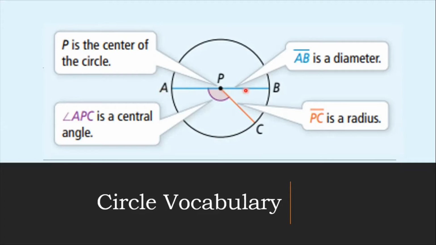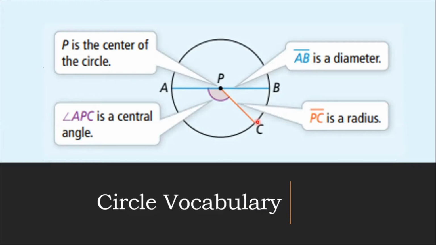We also have diameters. A diameter is a line from one point on the circle to another point on the circle that cuts through the center of the circle. A diameter is twice as long as a radius.